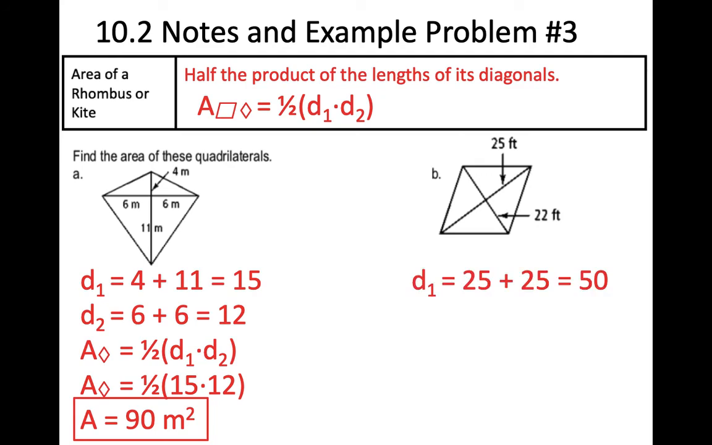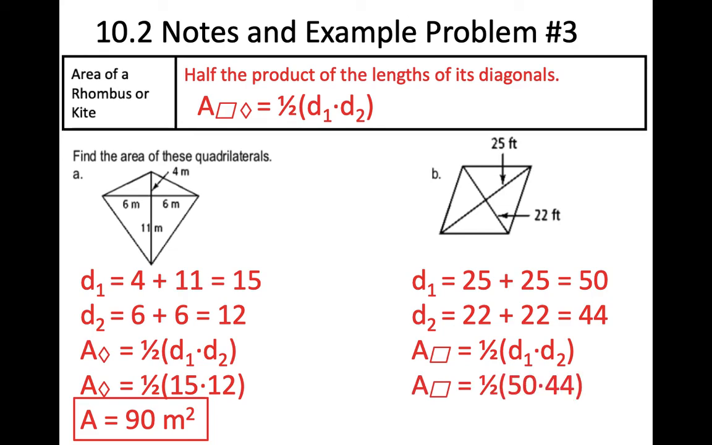The second one, for this rhombus here, I know that rhombuses are parallelograms, and in parallelograms the diagonals cut each other in half. So if that top portion is 25 in the upper right, then the bottom left must be 25, so that whole diagonal is 50. And the second piece is also cut in half, so 22 and 22 is 44. So the area of a rhombus is 1/2 diagonal 1 times diagonal 2, which is 1/2 of 50 times 44. Multiply that out, and I would get that that's 1100 square feet.